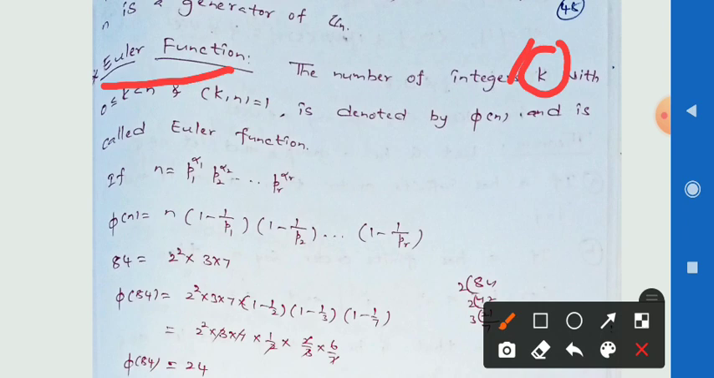Then by the Euler function we can find, if any group G contains some elements, by taking those elements we can find the number of generators of the given group. Once again, k be the generator; by the Euler function we can find the number of generators of the group.